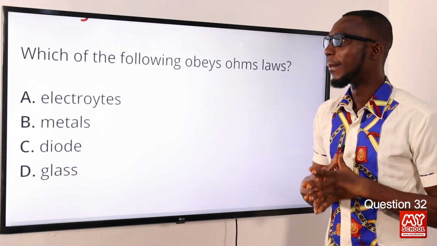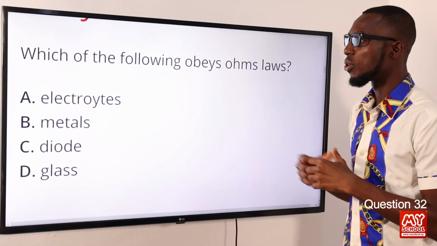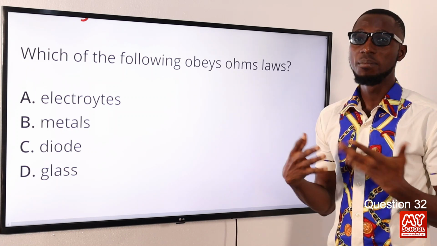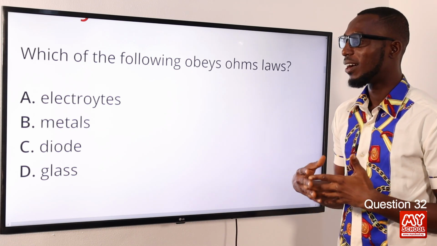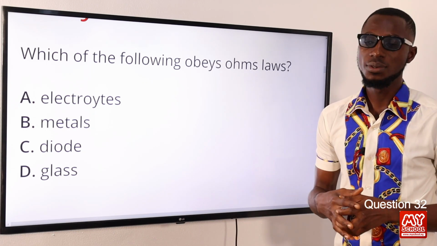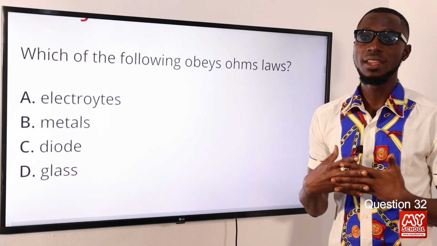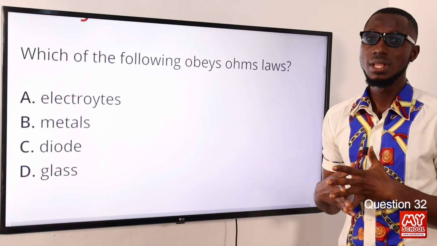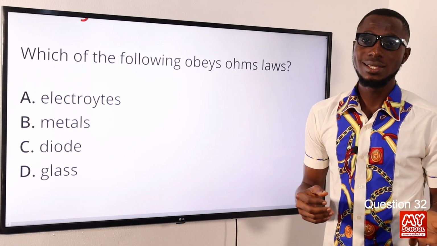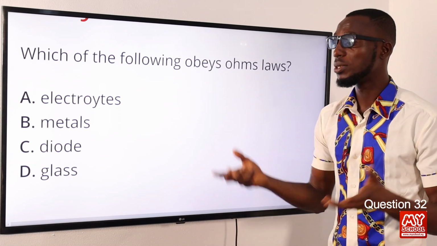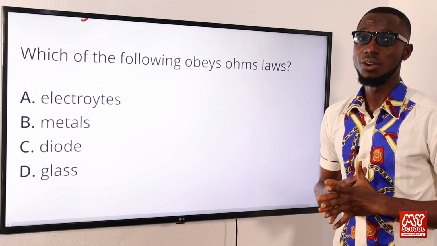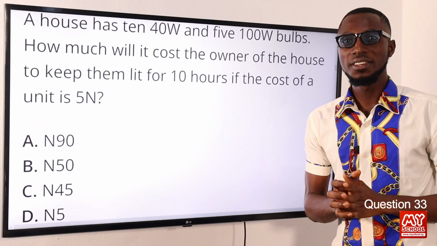Question 32. Which of the following obeys Ohm's law? When we talk about materials that obey Ohm's law, or the ohmic law, we refer to metals, mercury, hydrous copper sulfate. Materials that do not obey Ohm's law include transistors, diodes, rectifiers, neon gases, and H2SO4. So the correct option here is option B, metals. Metals obey Ohm's law.